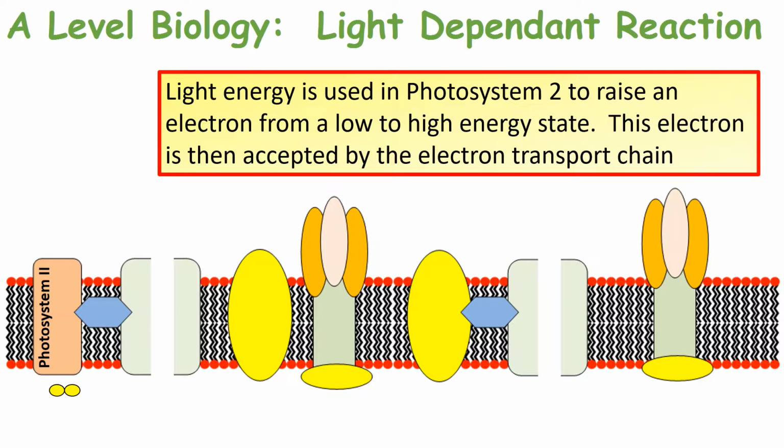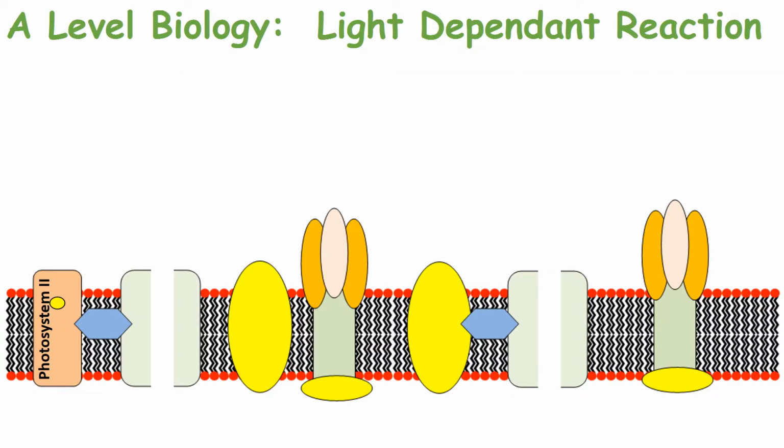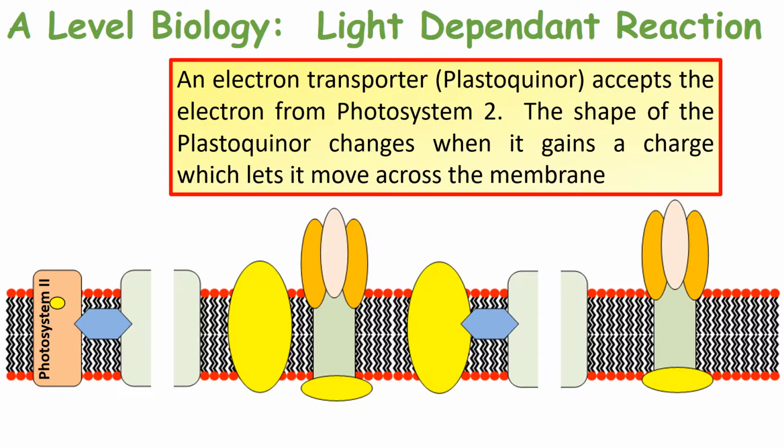Light energy is used in photosystem 2 to raise the electrons from a low energy state to a high energy state. This electron is then accepted into the electron transport chain. An electron transporter called plastoquinone accepts the electron from photosystem 2. The shape of the plastoquinone changes when it gains a charge from the electron, which allows it to move across the thylakoid membrane.